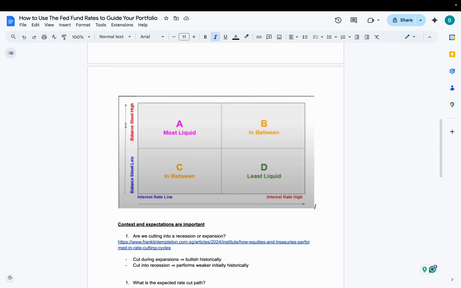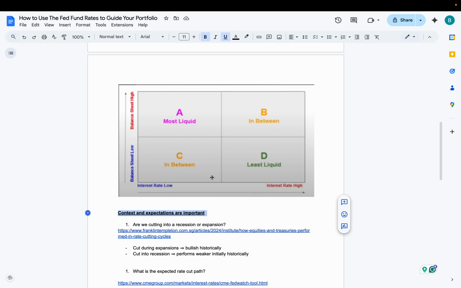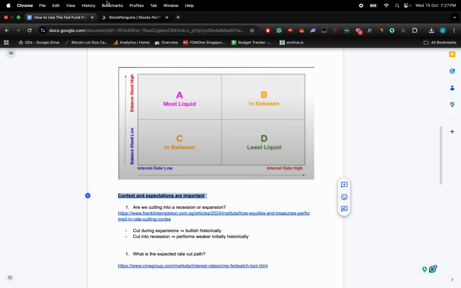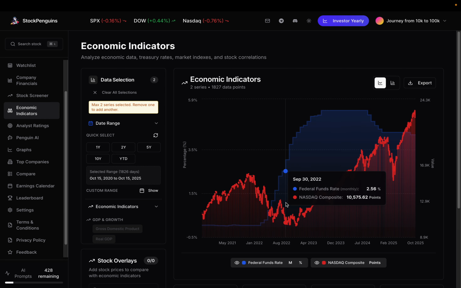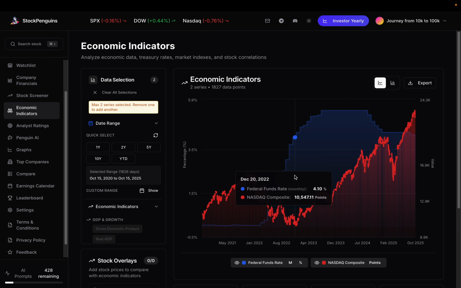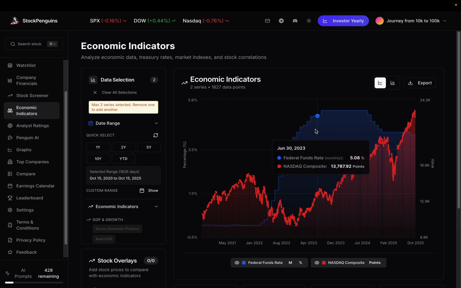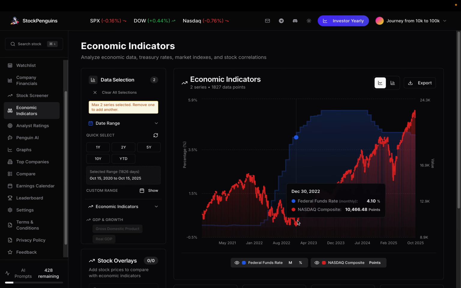So it's very important to understand where we are trading at now, and the interest rate, the Fed fund rate, is a good way to gauge where we are at, right? So again, context and expectations are also very important. You don't just follow the Fed rates blindly, because as you can see here, back in say late 2022, early 2023, Fed rates were still rising, but the stock markets had really bottomed by then and were recovering.